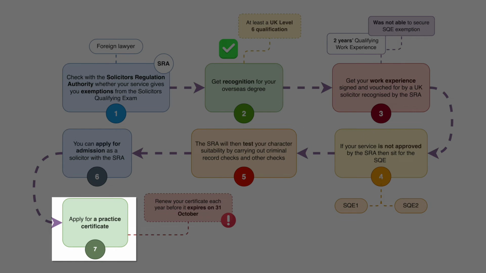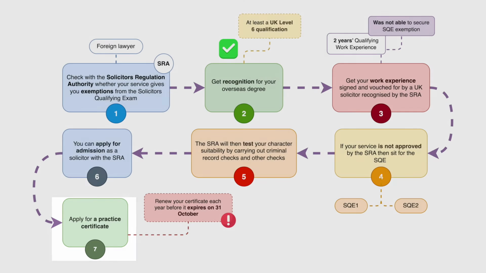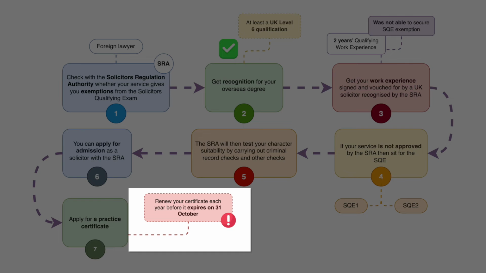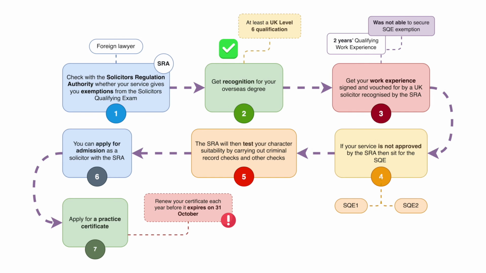Step 7. You need to apply for a practice certificate. You will need to go to your MySRA account, and the application form can be found under Start a New Application and in Available Applications. It is called Apply for a Practice Certificate and will be at the top of the list. You will in fact be applying for your first practice certificate once you are admitted as a solicitor. It is mandatory that you renew your certificate each year before it expires on 31st October. You will use the same form to renew your certificate each year.